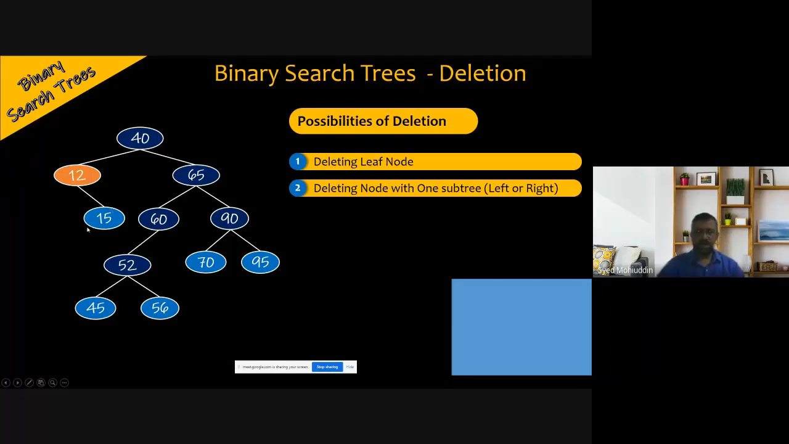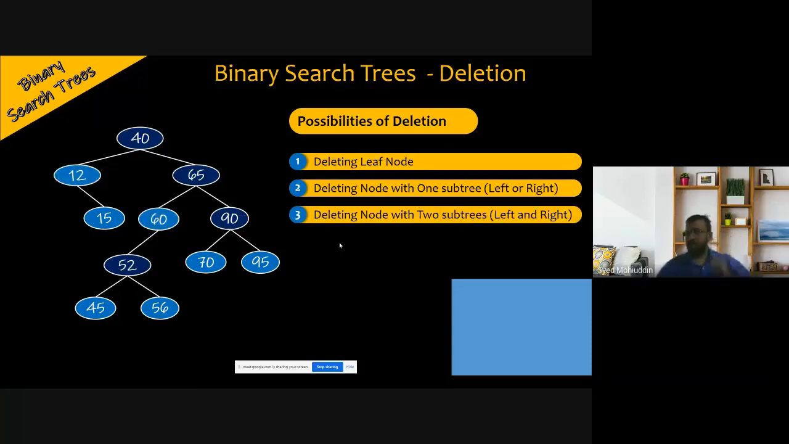We call this the right subtree. And if we take node 60, node 60 has a left child, the root of the left subtree. So it's the left subtree which node 60 has. So the second possibility is deleting a node with one subtree, right or left, or one child, right or left. Then the third possibility is to delete a node which has two subtrees, left as well as right.